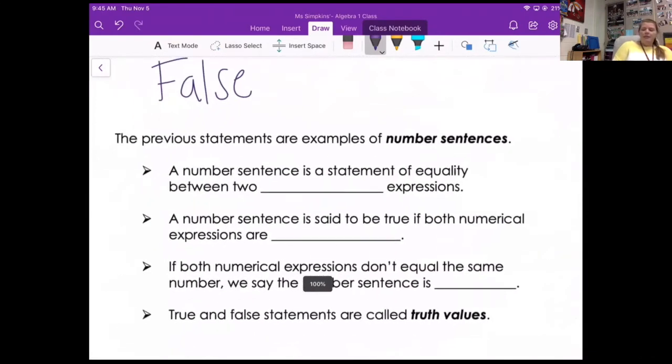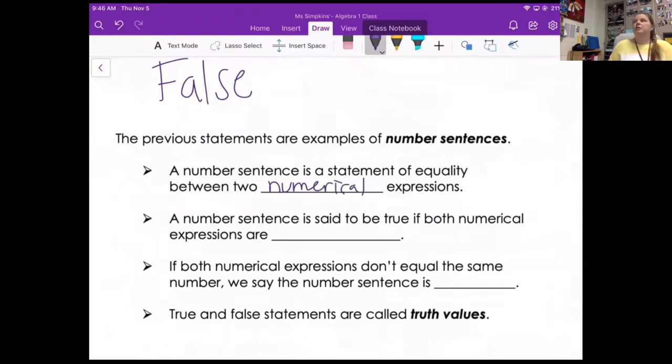So a number sentence is when we have a statement that has an equal sign between two numerical expressions. So on both sides of the equal sign, obviously we involve some sort of numbers. A number sentence is true if both sides are equal. If both sides do not equal the same thing, then we are going to call that false. So if they both equal a different number, then we're going to say that that is false. So all we're going to do is look at equations and decide, are both sides the same or are both sides different?